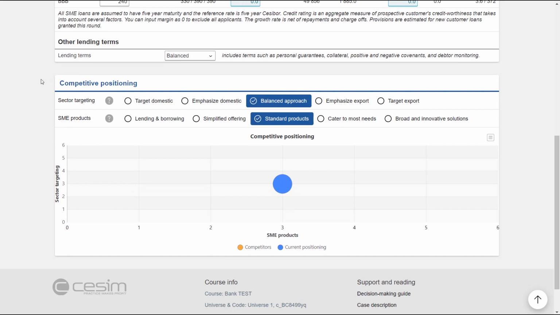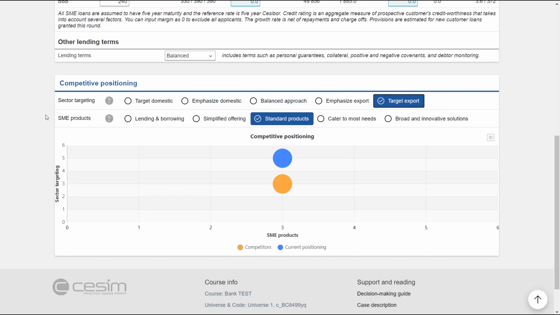Competitive positioning are marketing decisions. So here we can decide, first of all, whether we are targeting mainly customers who operate in the domestic market. If we decide to focus on the domestic business, on the business customers who operate in the domestic market, we should choose this. Then in the other end, we can choose the customers who mainly focus on the export markets, or then anything in between.